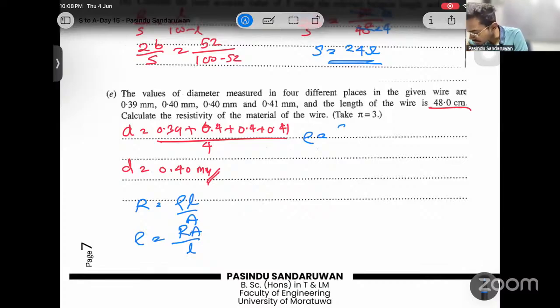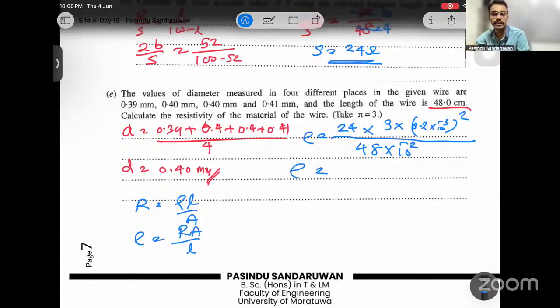R was determined as 24. A is pi r squared, and pi is 3. The diameter is 0.4, so the radius is 0.2 millimeters. Then it should be pi times 0.2 times 10 to the power minus 3, squared. Over the length, which was given as 48 centimeters, 48 times 10 to the power minus 2.